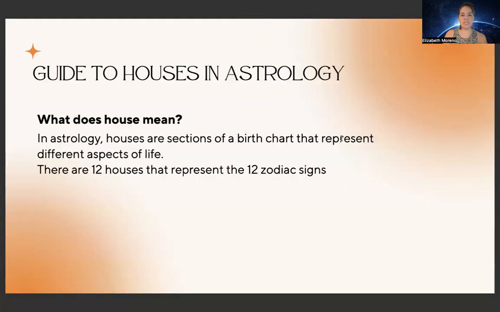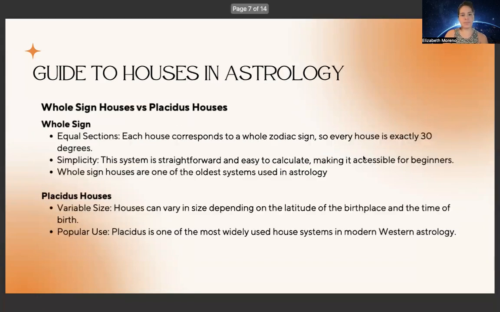And so what does house mean? In astrology, the houses are the sections of the birth chart that represent the different aspects of life, which also represent the 12 zodiac signs. And when we look at whole sign systems and Placidus houses, the difference is that in whole sign system they're all equal sections. Like I mentioned, they're all 30 degrees. It starts with 0, ends with 30. It's the simplest and most straightforward system to use, and it's good for beginners.